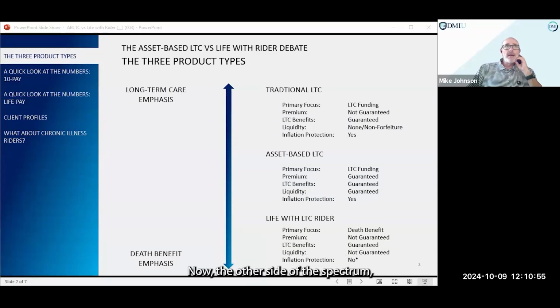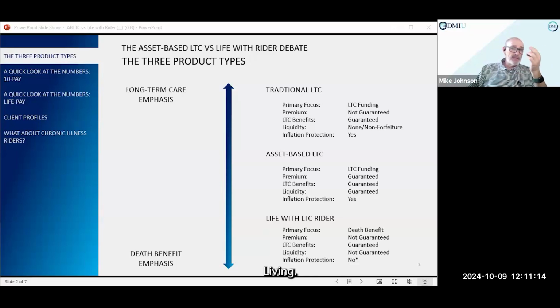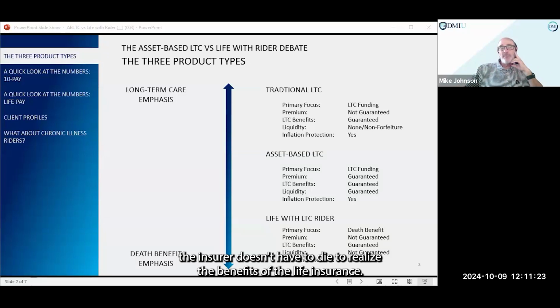Now, the other side of the spectrum is going to be life insurance with the long-term care rider. With life insurance, as we know, the purpose is to leverage those premium dollars, leverage that death benefit as best as possible so we can protect our personal and business interests. The living benefits with the life insurance contract, that's a major selling point. In this case, the insured doesn't have to die to realize the benefits of the life insurance, and this can be a big appeal of that long-term care rider.